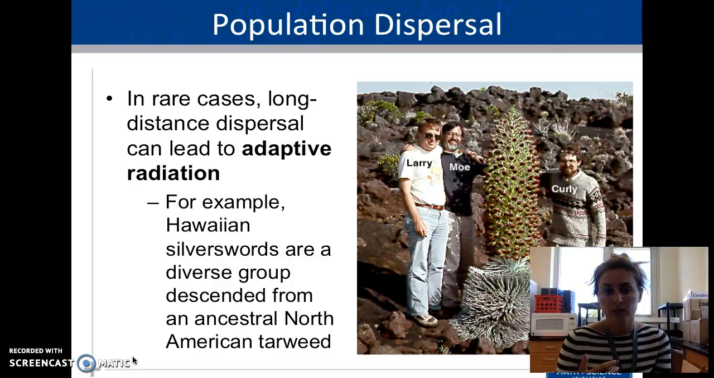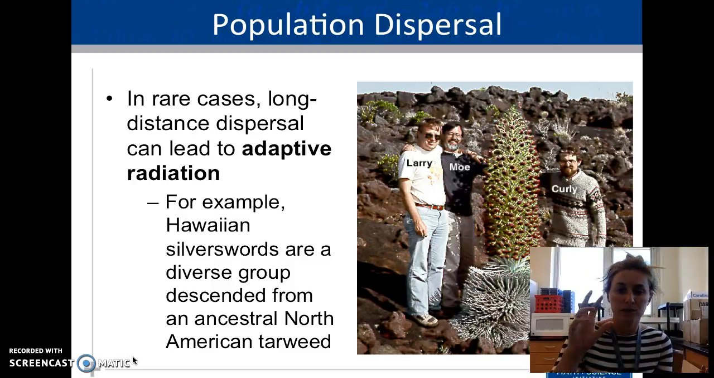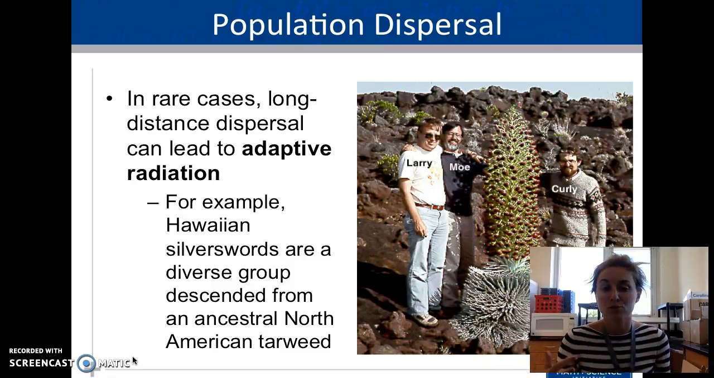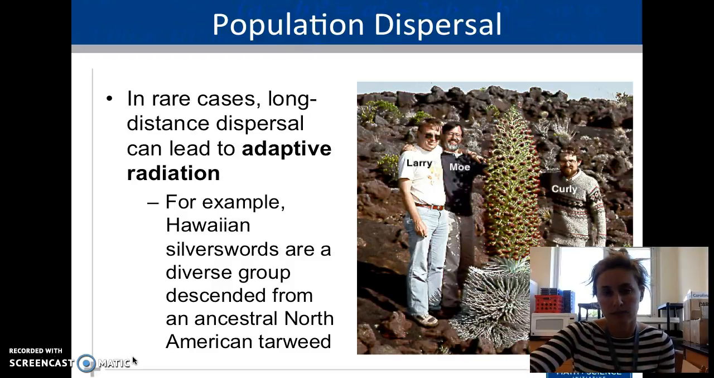The Hawaiian silver sword, this is a really large plant that we see. They're actually a diverse group of plants descended from North American tarweed. They basically dispersed so far from North America towards Hawaii and other islands, and were eventually selected, right? We talk about natural selection. They were selected towards being very large, big plants that can survive in the Hawaiian environment and are now considered a separate species.